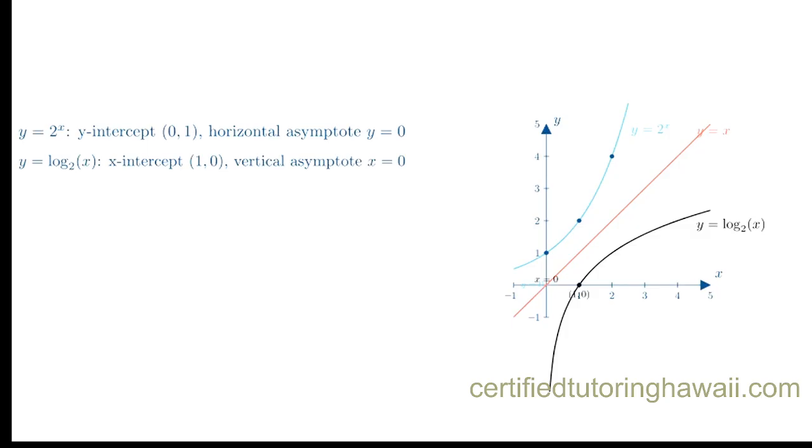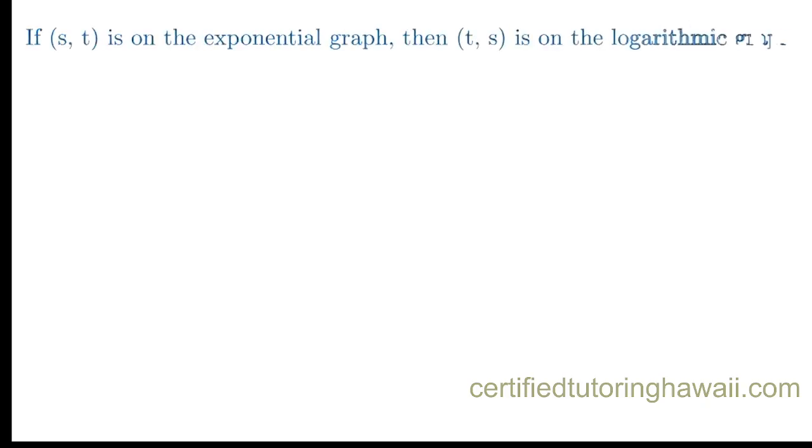This graphical reflection leads to another crucial property, the reversal of ordered pairs. The rule is simple. If a point with coordinates (s, t) is on the graph of the exponential function, then the point with reversed coordinates, (t, s), is on the graph of its inverse logarithmic function. The x and y coordinates are literally swapped.